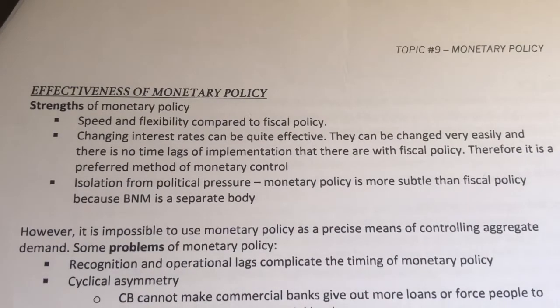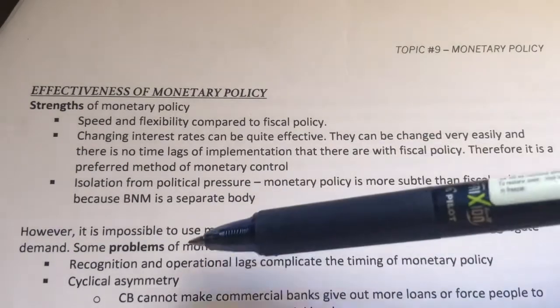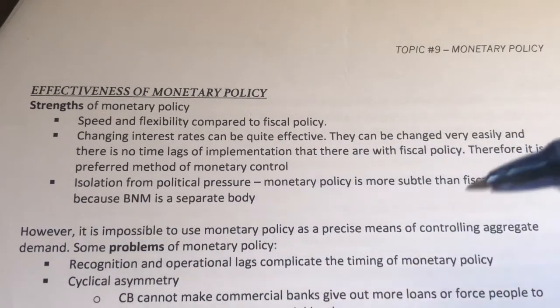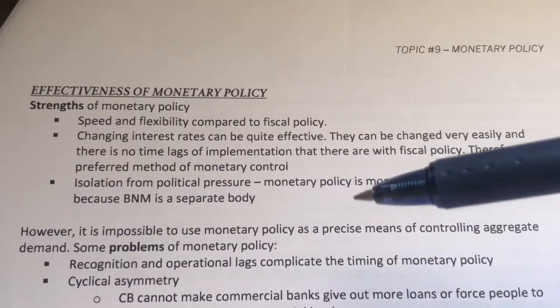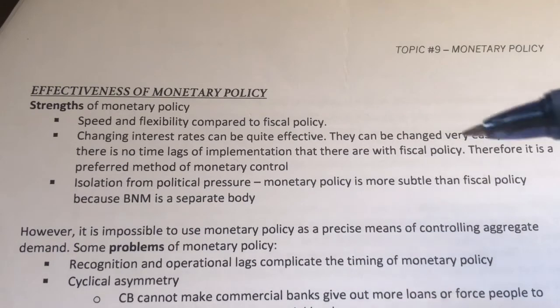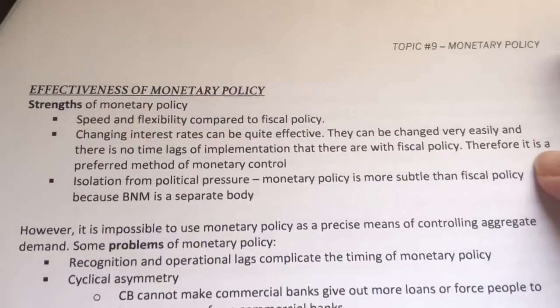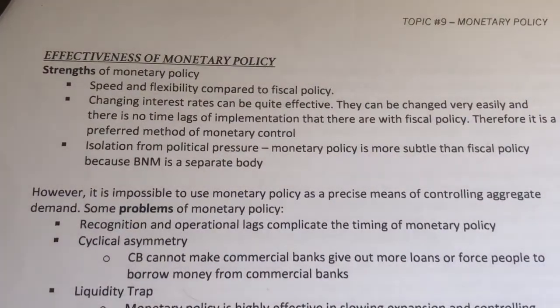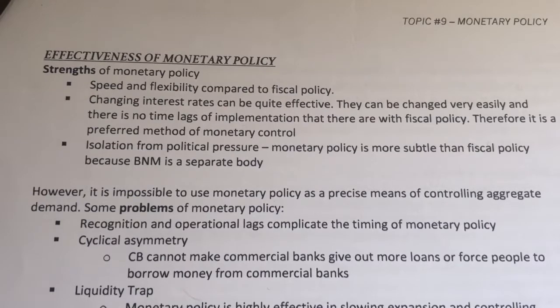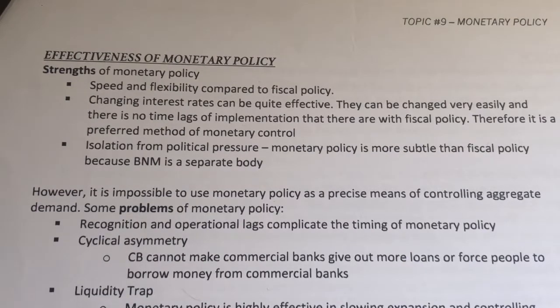However, there are also some problems related to monetary policy because, as you know, there's no such thing as a perfect policy, right? Just like fiscal policy, monetary policy also suffers from recognition and operation lags. So these may complicate the timing of monetary policy. Just as the economy starts to recover, perhaps that is when the effectiveness of monetary policy will come into play. So it might cause different kinds of problems, okay? Besides that, another problem of monetary policy is the cyclical asymmetry. Now, cyclical asymmetry is basically the idea that monetary policy may be more successful in slowing expansions and controlling inflation rather than during times of severe recession.